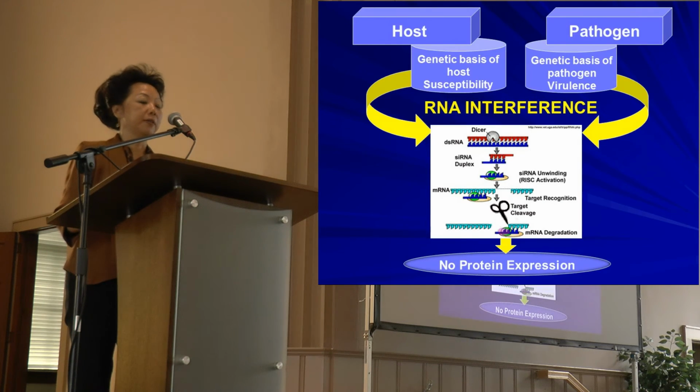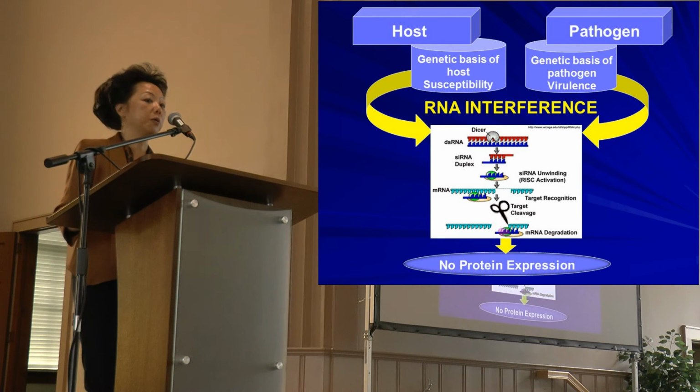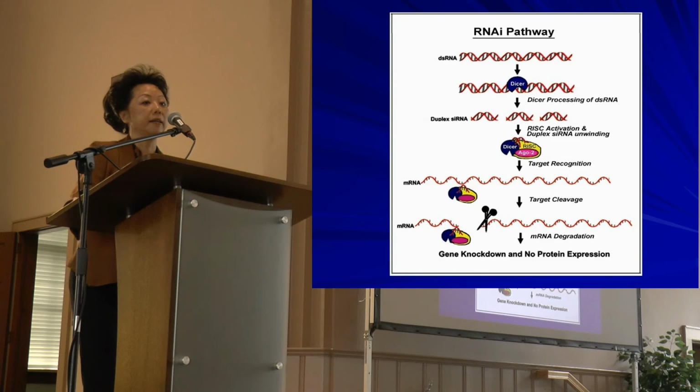In our study of virus epidemiology, transmission, pathogenesis, and host-pathogen interaction, the ultimate goal is to use knowledge of the genetic basis of host susceptibility and pathogen virulence to identify novel targets for development of antiviral strategies. RNA interference is a natural process that cells use to knock down the activity of a specific gene, and has emerged as a potent therapeutic strategy for controlling pathogens and parasites.